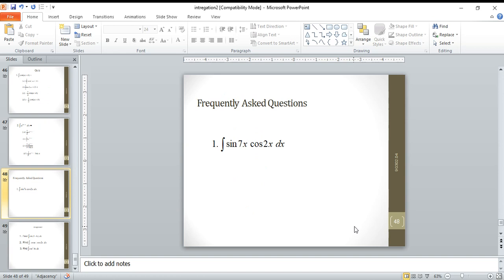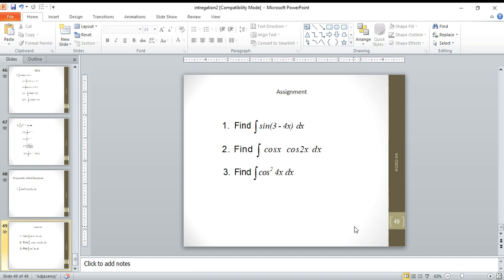Frequently asked questions. Integration sin 7x into cos 2x dx. Integration sin of 3 minus 4x dx. Integration cos x into cos 2x dx. Find integration cos square 4x dx.